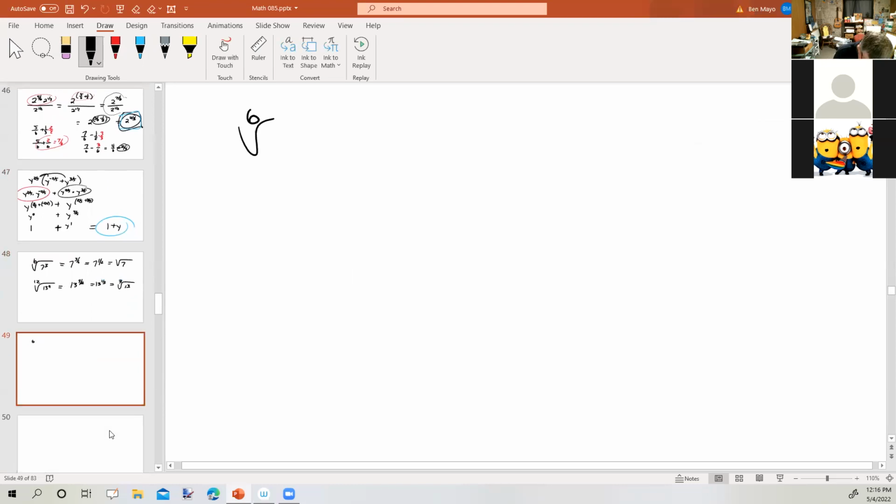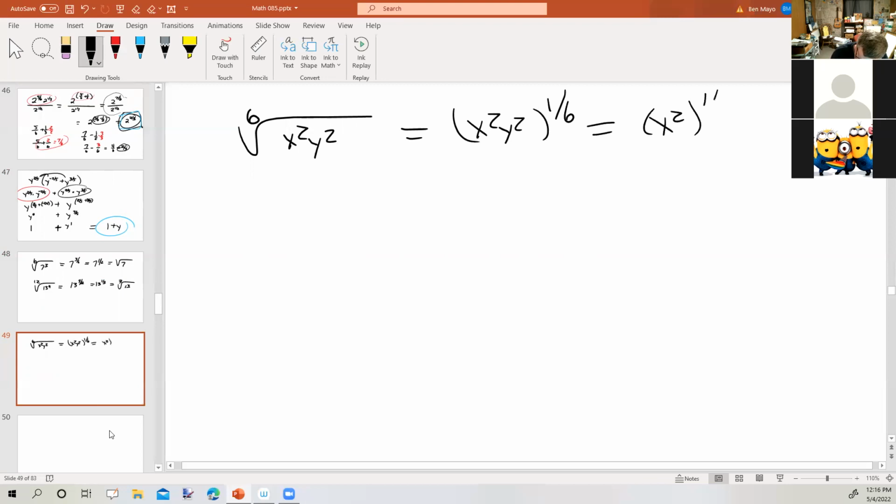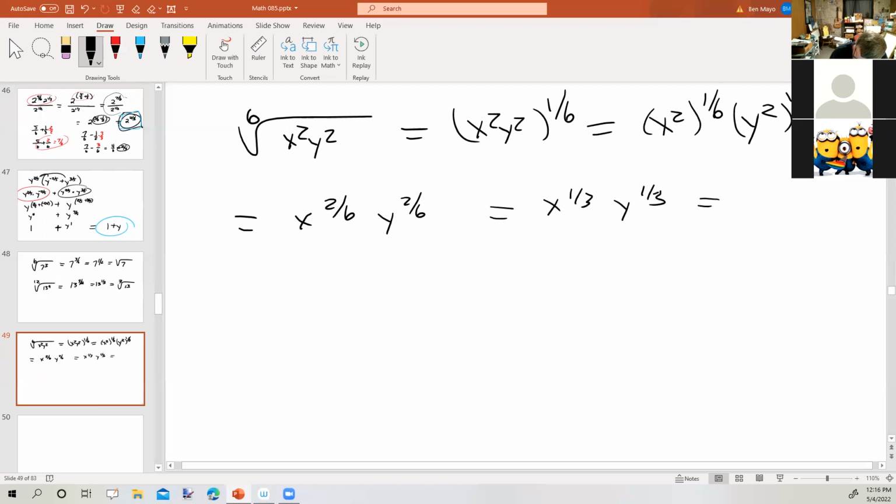The sixth root of x squared y squared. That would be x squared y squared to the 1/6 power, which is x squared to the 1/6 power, y squared to the 1/6 power, which is x to the 2/6 y to the 2/6, which is x to the 1/3 y to the 1/3, which is xy to the 1/3, which is the cube root of xy.